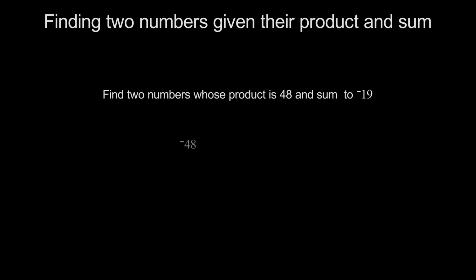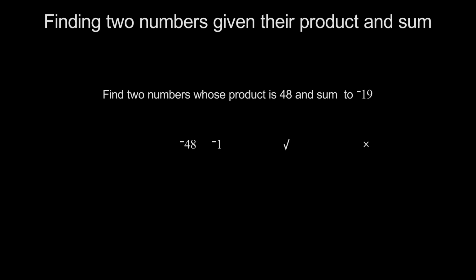For our next example, find two numbers whose product is 48 and sum to negative 19. Since the product is positive, both numbers have the same sign. And since their sum is negative, they are both negative. Negative 48 and negative 1 multiply to positive 48, but they don't sum to negative 19.